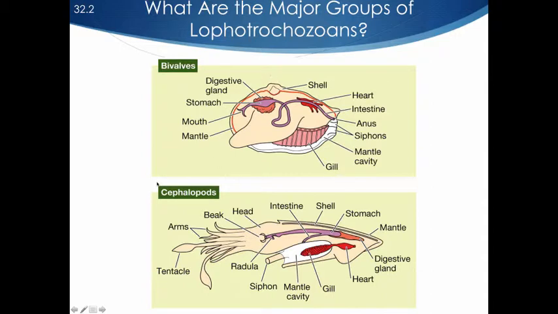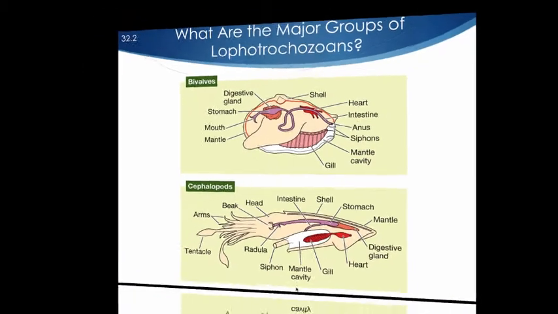Then we have cephalopods, which also don't exactly have a foot, but this, I guess, would be considered your foot because that's what aids in movement. Here's your digestive tract and your heart, so that's your visceral mass. Then your mantle sits on top right here, and your shell is there too.